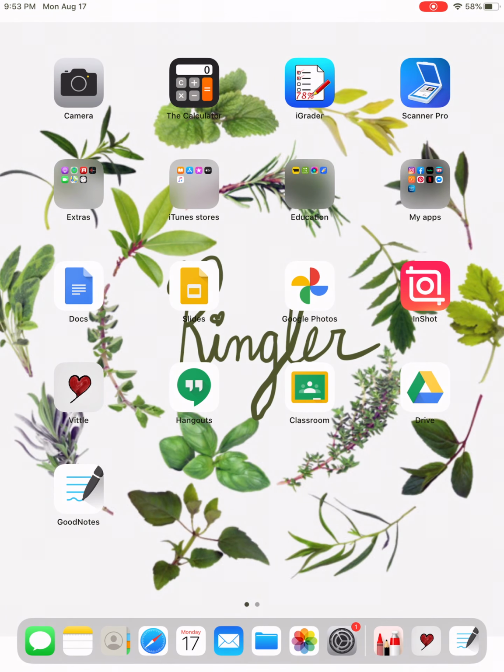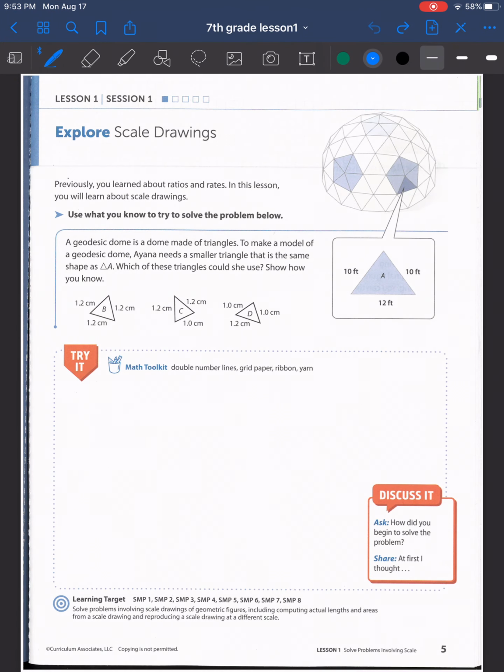All right, hi guys. We are now going to go to lesson 1, session 1, and it's on page 5. So go and open your books and get to page 5. Before we just dive right into this lesson, I want to do a quick little review.